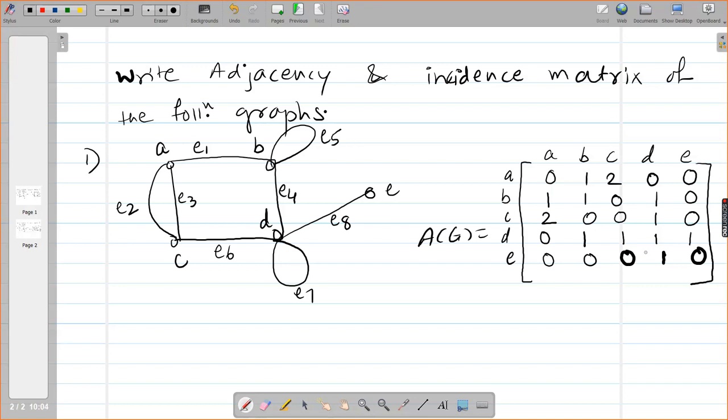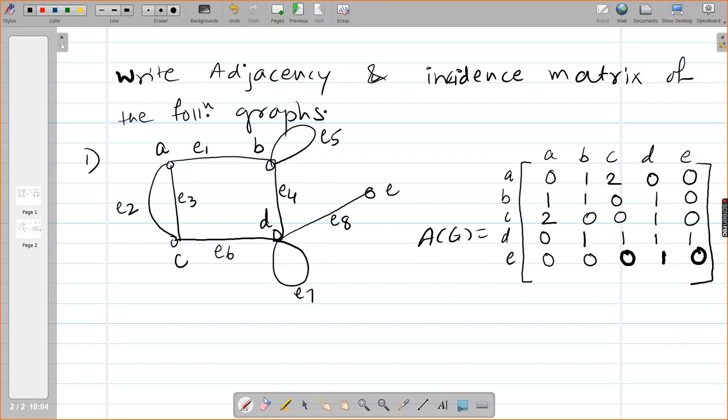Is that okay, girls? A loop contributes 2 to the degree, right? Yes, but while mentioning the loop in the adjacency matrix, we will not put 2. Here we are saying that D is adjacent with D how many times? Only once. If there are 2 loops, you will write the number 2. I told you this last time also.